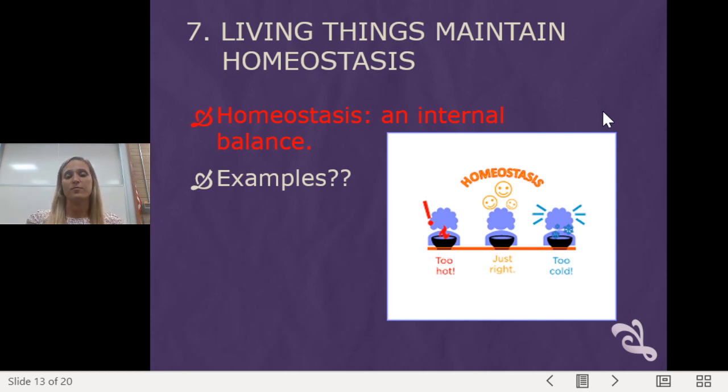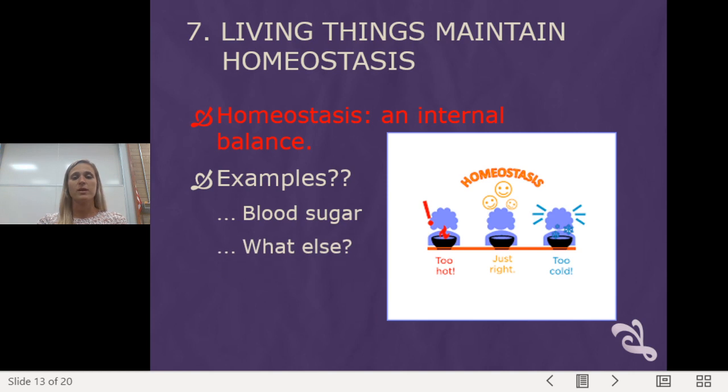Okay, an example for you is your blood sugar. If anybody knows anybody who has diabetes, that can be an issue for someone with diabetes, blood sugar. We all have a blood sugar level that is optimal, and if it gets too high or too low, our pancreas releases insulin, or we get glucagon that comes and balances out our blood sugar, okay?